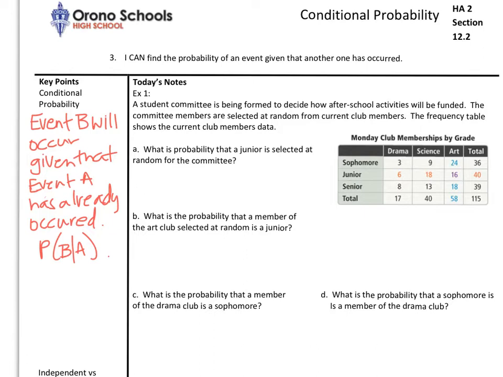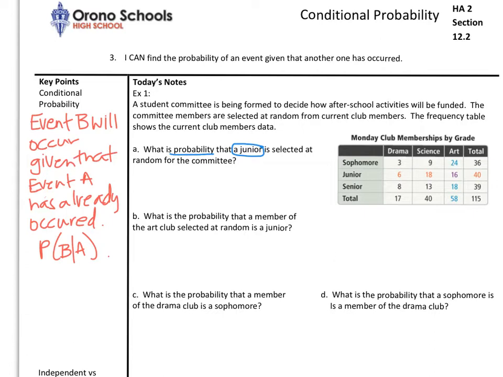Let's see how this works with a big example over here on the right. Example 1. A student committee is formed to decide on how after-school activities will be funded. The committee members are selected at random from different clubs. The frequency table shows the current club members' data. We have sophomores, juniors, and seniors, and there are students that are in drama, science, and art. It says, what is the probability that a junior is selected at random from the committee?